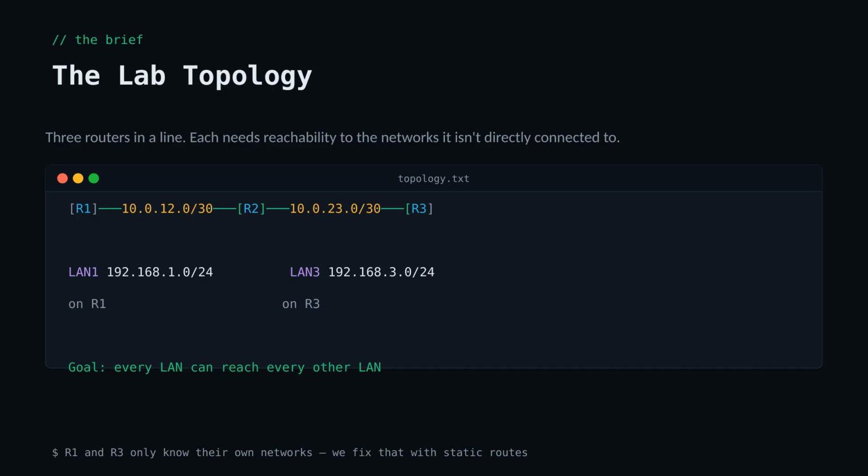3 routers strung together in a line, R1 on the left, R2 in the middle, R3 on the right, connected by 2 small /30 links, 10.0.12.0 between R1 and R2, and 10.0.23.0 between R2 and R3. R1 hosts LAN 1, the 192.168.1.0/24 network, and R3 hosts LAN 3 over on 192.168.3.0/24. Right now, each edge router only knows about its own directly connected networks, and that's exactly the gap we're going to close with static routes.